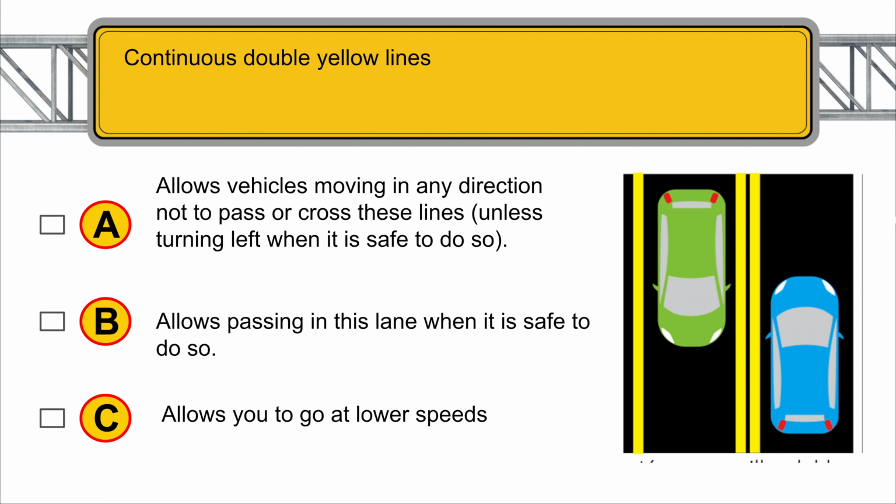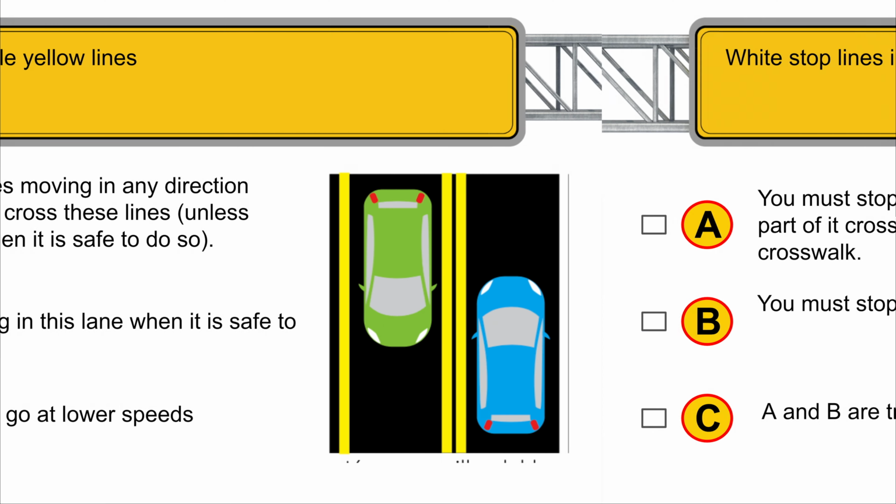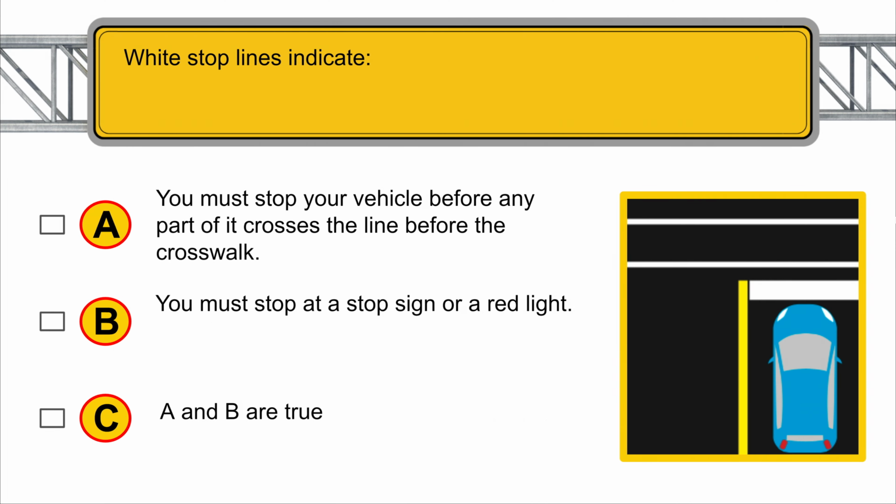Continuous double yellow lines allow vehicles moving in any direction, but not to pass or cross these lines unless turning left when it is safe to do so. White stop lines indicate you must stop your vehicle before any part of it crosses the line before the crosswalk, and you must stop at a stop sign or a red light.